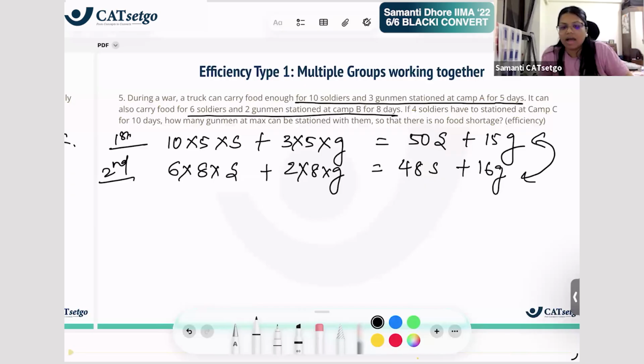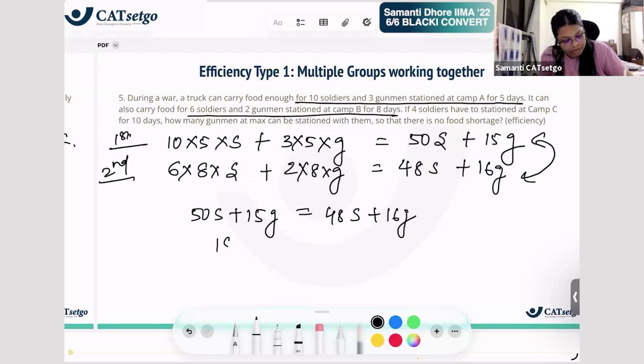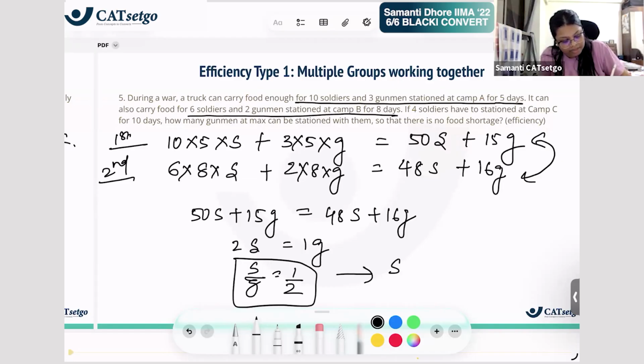Now both of these are equal quantity of food. Right? तो हमको पता है कि 50S plus 15G is equal to 48S plus 16G. Right? So this becomes 2S is equal to 1G. So S by G is 1 by 2. If S by G is 1 by 2, basically we are saying S is 1 and G is 2. Right? ये हमने efficiencies निकाली.